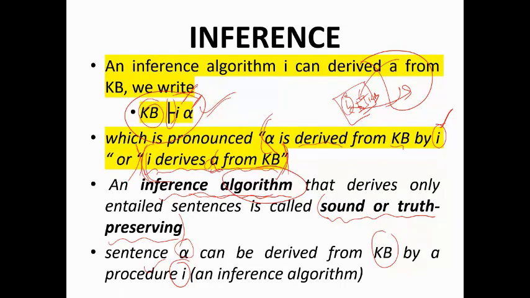So we can get ideas from KB by doing some procedural programming or applying some algorithm to get back those ideas from KB, or put inside the KB those ideas which are coming from the environment. So all these are working together. Sentence alpha can be derived from KB by procedure I, or inference algorithm.